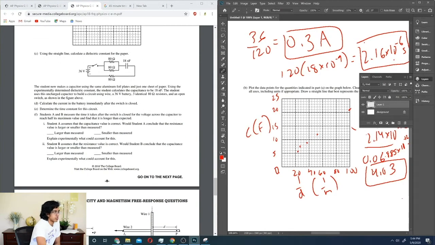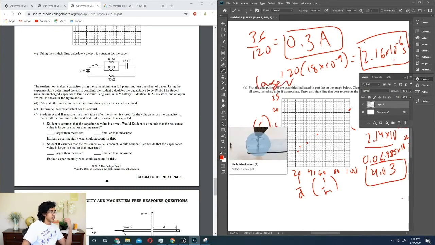Students A and B measure the time it takes after the switch is closed for the voltage, and they find that it's longer than expected. So if the capacitance value is correct, then the time constant is how long it takes. If the time constant is bigger, then it would take longer. So the fact that it takes longer means that the time constant that we calculated is too small, so that means the actual resistance value should be larger, because we want a bigger time constant. So larger than measured. And then student B assumes that the resistance is correct.